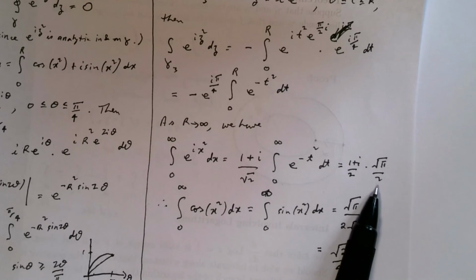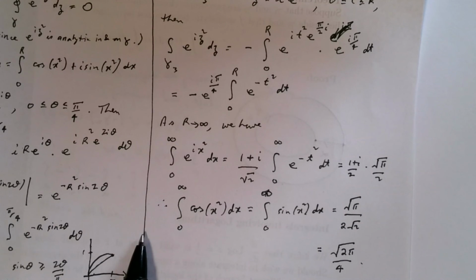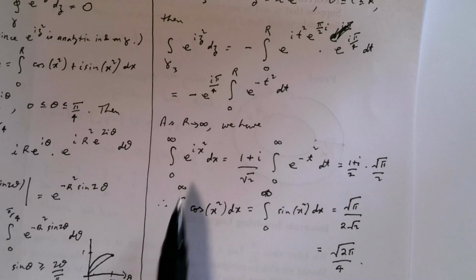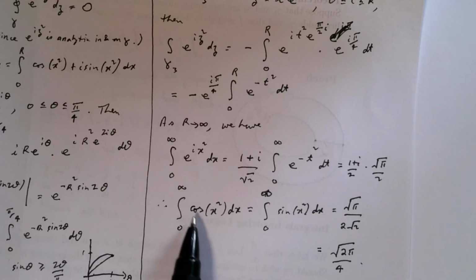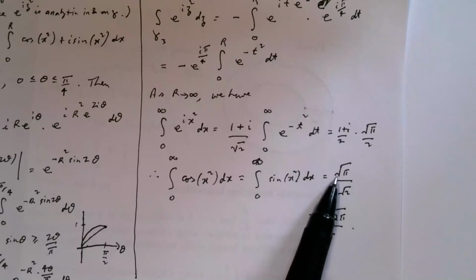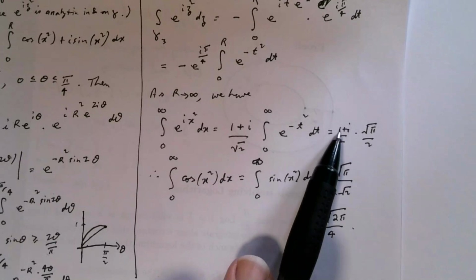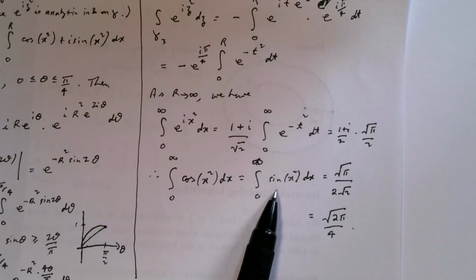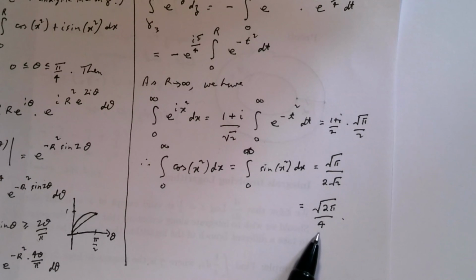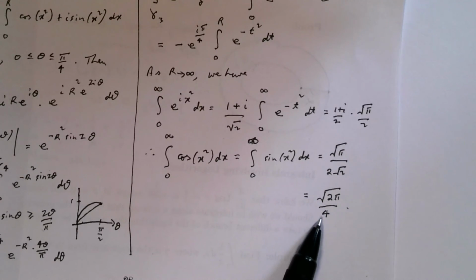Finally then, we can equate real and imaginary parts of this, and so we can now go back and take this thing, and we can equate real and imaginary parts both sides, and so I get cos of x squared dx, the integral from 0 to infinity, is root pi on 2 root 2, because that's the real part, and the imaginary part's exactly the same. By the way, you can just multiply top and bottom by root 2, you get root 2 pi on 4. So that is a lovely, lovely result.